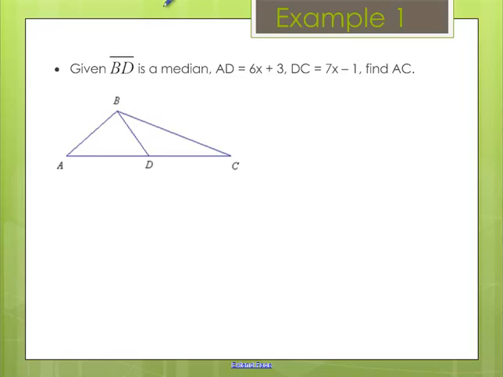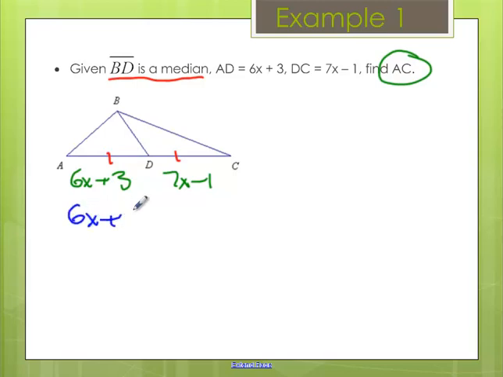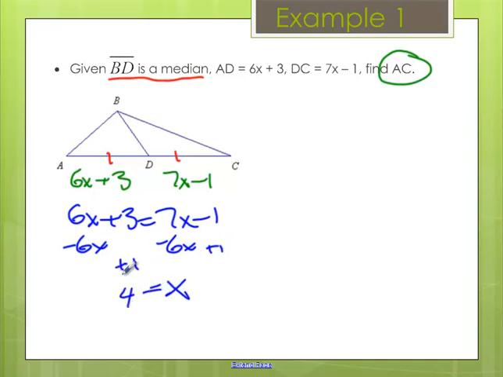So let's take a look at this. If I know BD is a median, what that tells me is that AD and DC are congruent. So I know AD is 6x plus 3, and I know DC is 7x minus 1. My goal is to find AC. Remember, let's circle that so we remember to actually go back and do it. Because it's a median, I know those are equal. Let's subtract 6x from both sides. And I'm going to add 1. So I get x is 4.